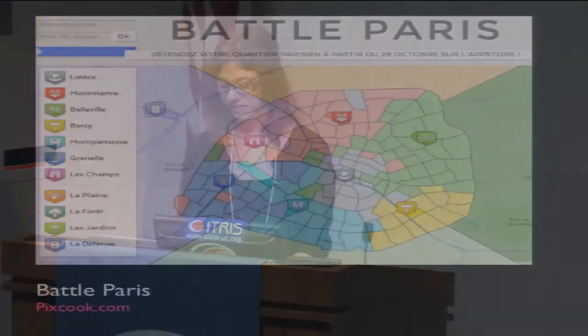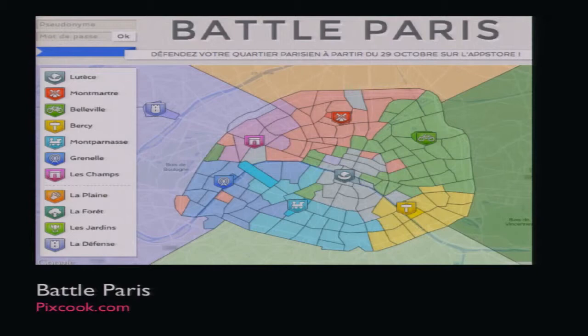So Battle Paris uses the metaphor of conquest to get people to explore the city. To play, you download an app and register as a soldier for one of the districts. Your goal and the goal of your army is to conquer the rest of the city by checking in on every neighborhood.